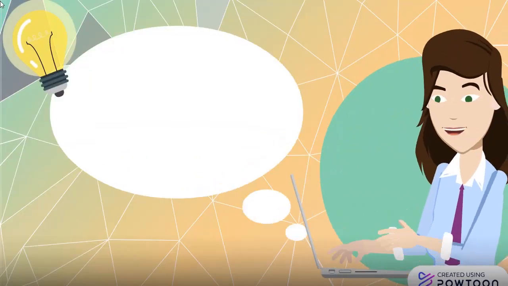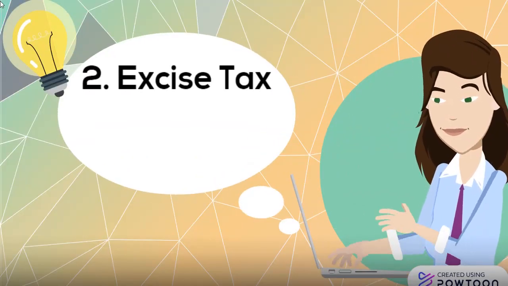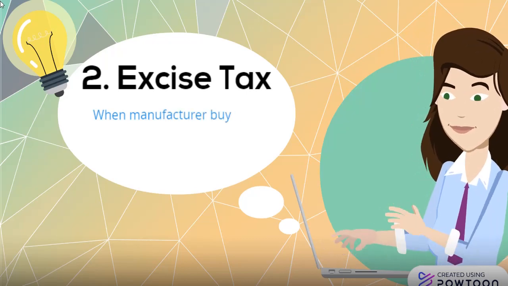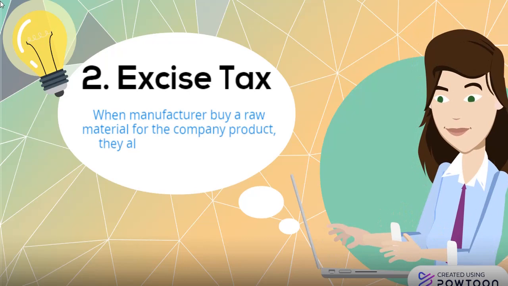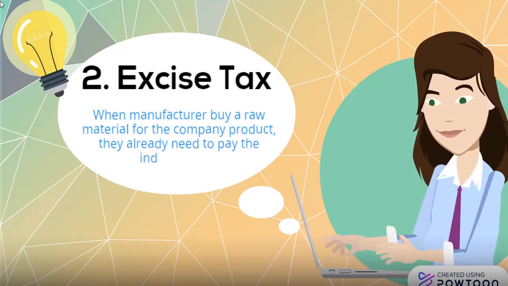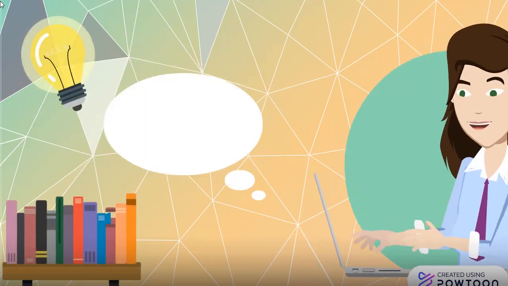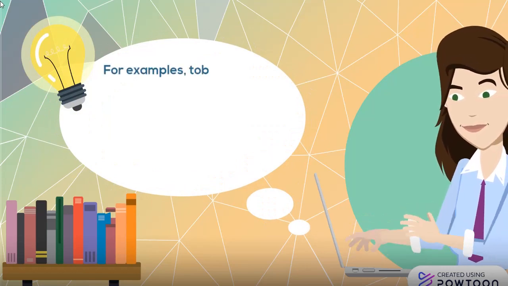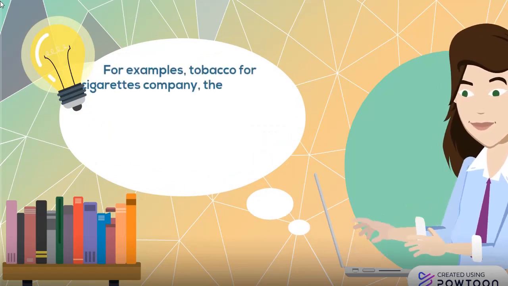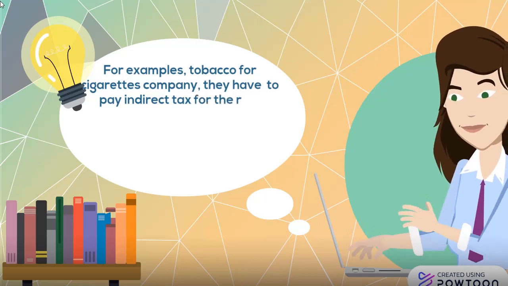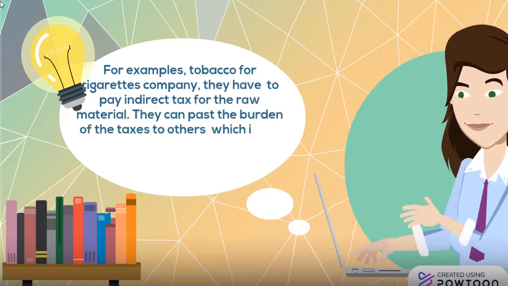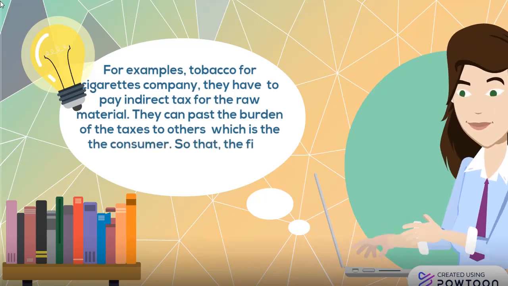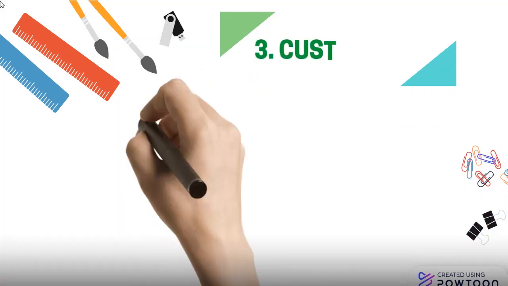The second indirect tax is excise tax. When a manufacturer buys raw material for the company's product, they already need to pay the indirect tax. For example, tobacco for a cigarette company, they have to pay indirect tax for the raw material. They can pass the burden of the tax to the consumer, so that the final price will include the excise tax.